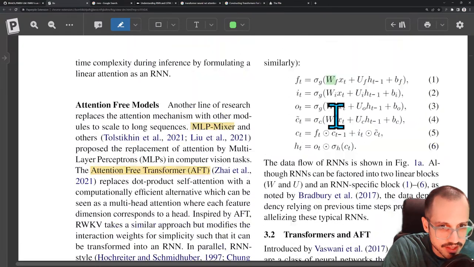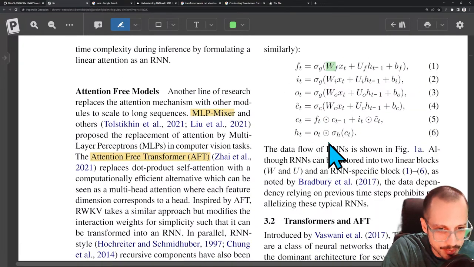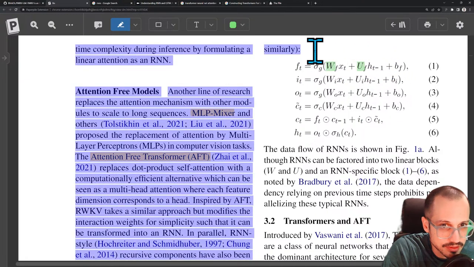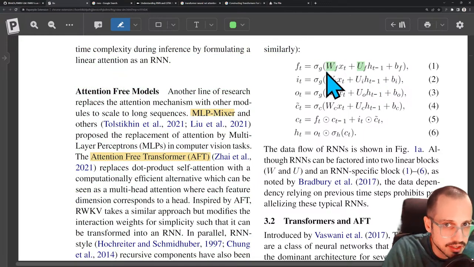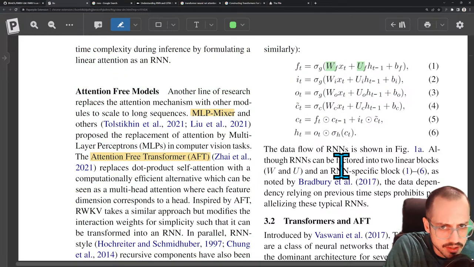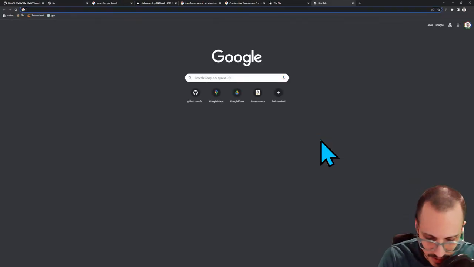Dude, they don't even tell you what any of these variables are. All we know is that W and U are blocks, which means that they're transforming some input here. Right, X is an input, H is an input. I think these are just the bias. Jesus Christ, this is not looking good.